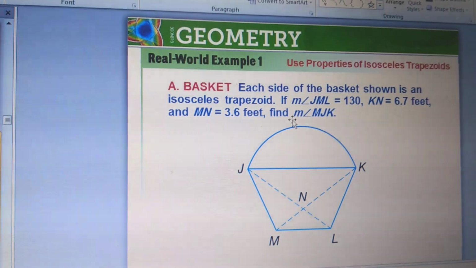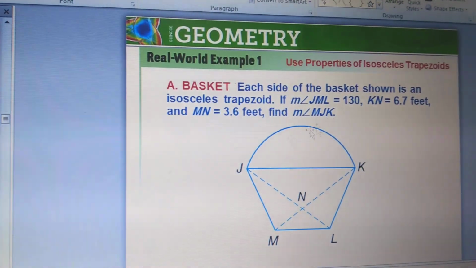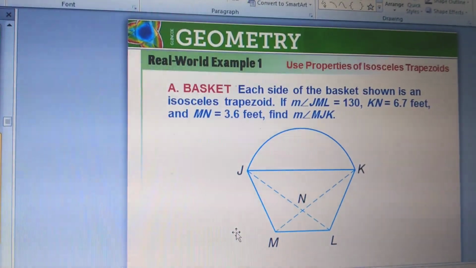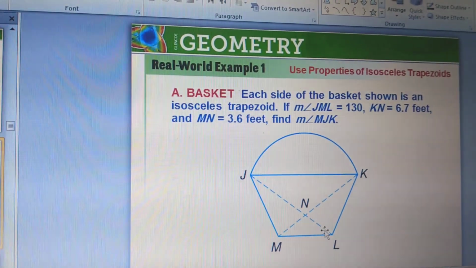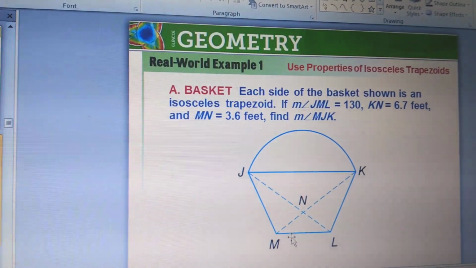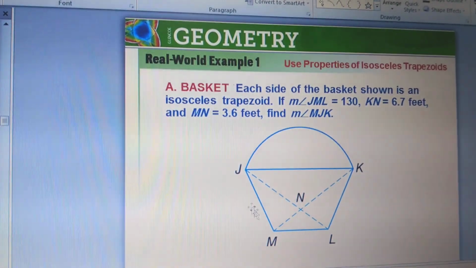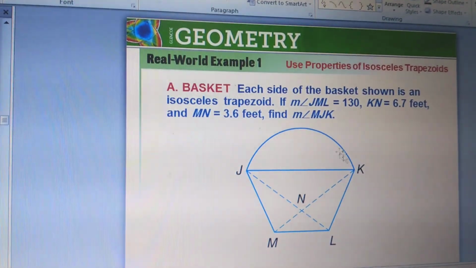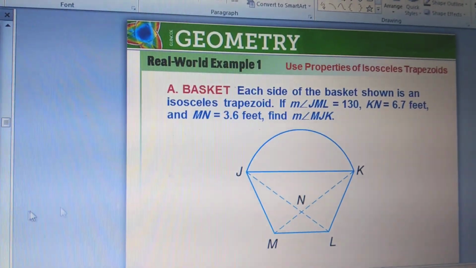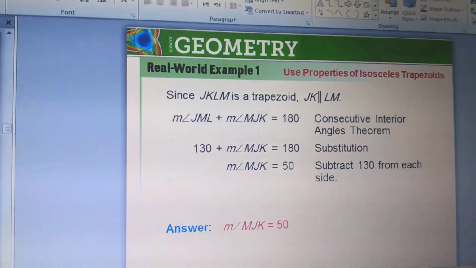Here I can solve directly. He wants me to find the measurement of angle MJK. Directly I can solve this 130, this 130. I add them. Then I subtract from 360. Why from 360? Because the sum of angles for any quadrilateral is 360. Let me complete here step by step.